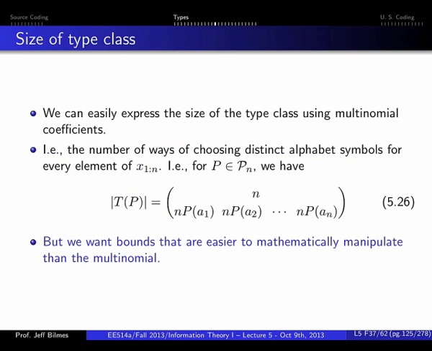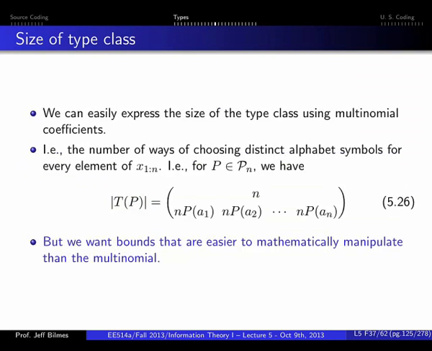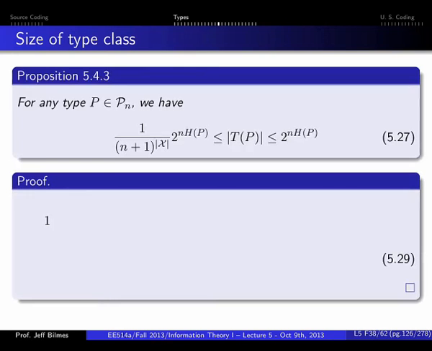But on the other hand, these choose kinds of things in factorials are not so easy to bound, and so we want to come up with a bound. And so the bound that we're going to have is something that should look somewhat similar. It's basically saying that the size of the type class, rather than using 5.26, is upper bounded by 2 to the nH(P) and lower bounded by 2 to the nH(P) with some additional reducing factor, 1 over (n plus 1) to the X.